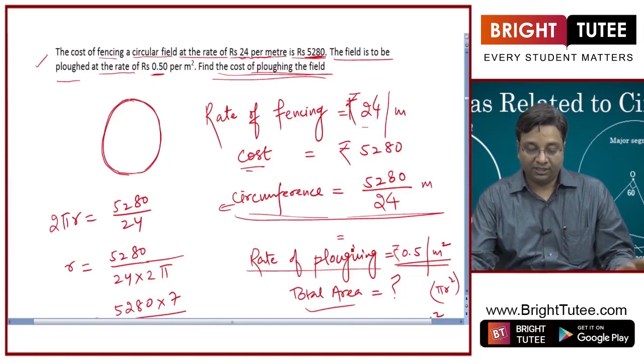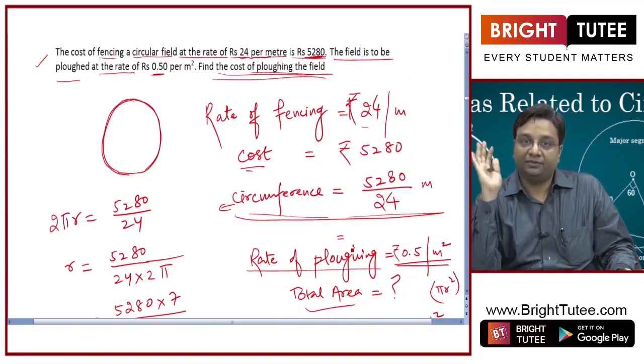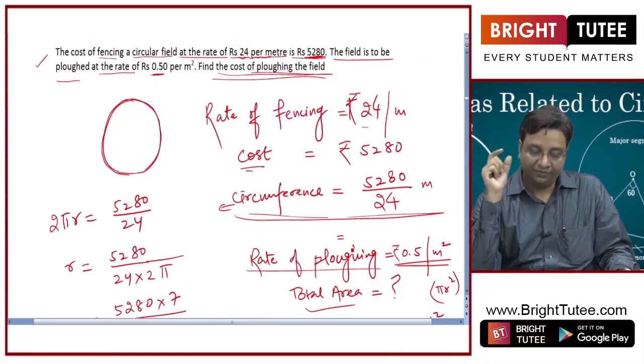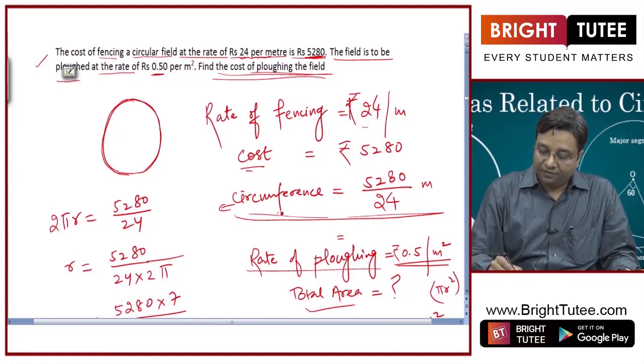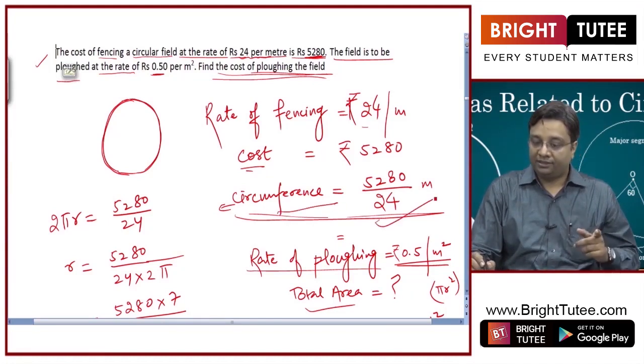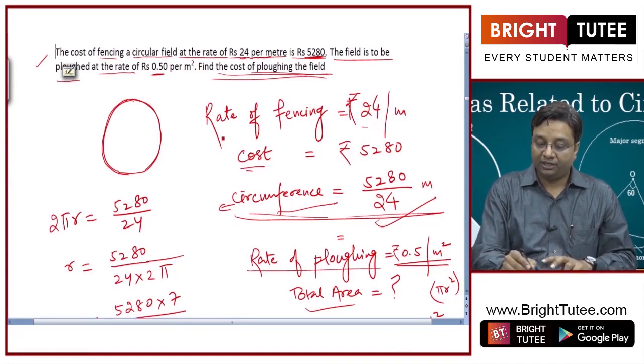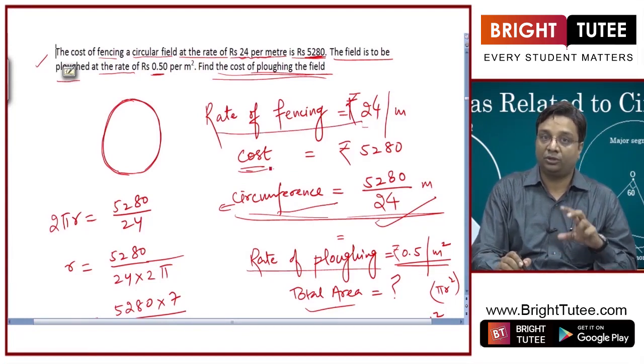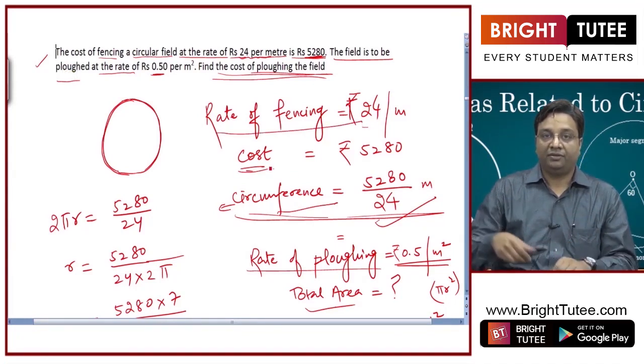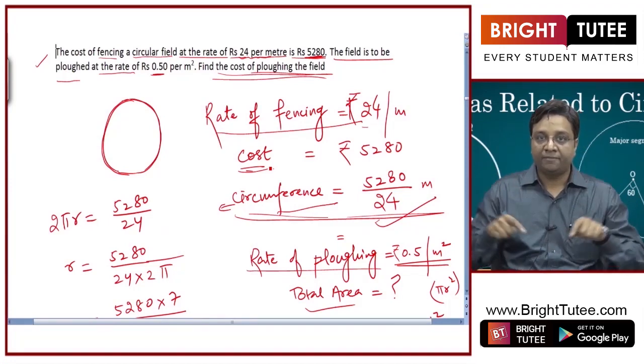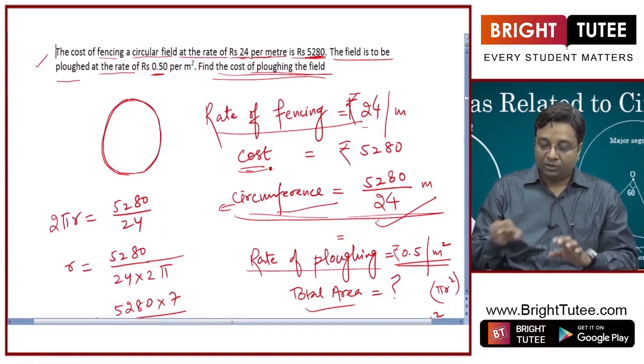Now, what was this question exactly? We were given the rate of fencing and the total cost of fencing, not the circumference. Where do you do the fencing? Around the circumference. Now the total cost is given.